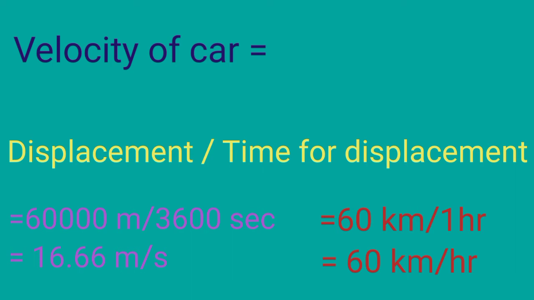Or if we take the 60 kilometer not in meter but in kilometer, and time in hour, then 60 kilometer upon 1 hour, we know that 60 upon 1 is equal to 60. Then the speed of the car will be 60, and the unit is kilometer per hour. So this is the velocity of the car, that is 60 kilometer per hour. This is the formula, displacement upon time. And what was the formula of the speed? It is the distance upon the time required to cover the distance.